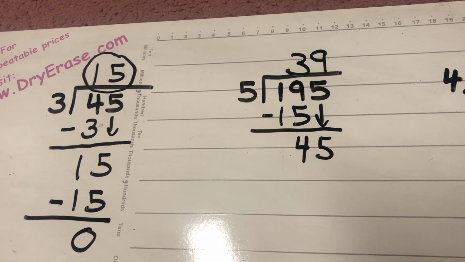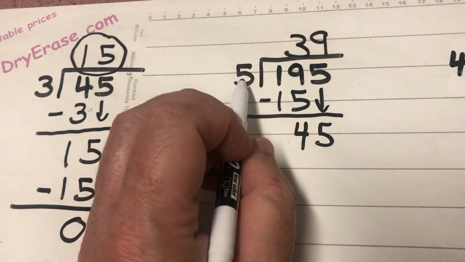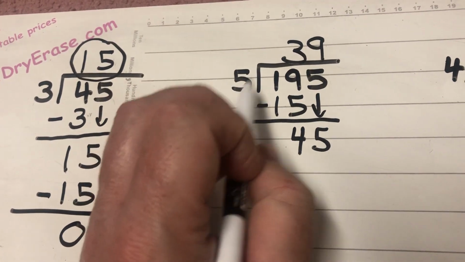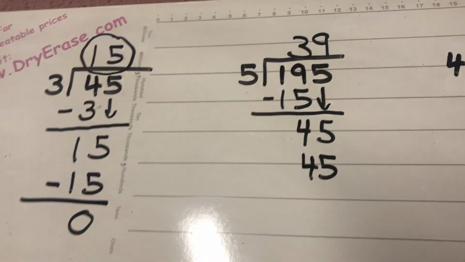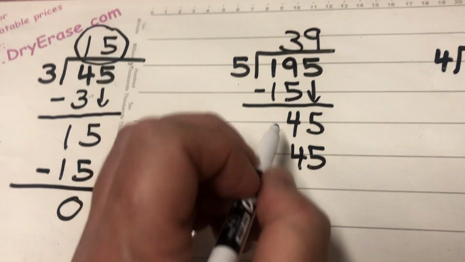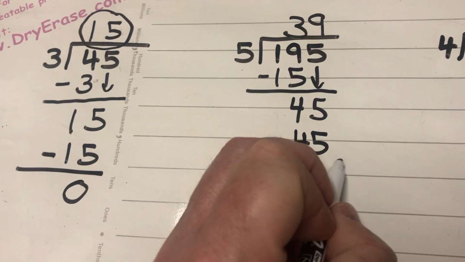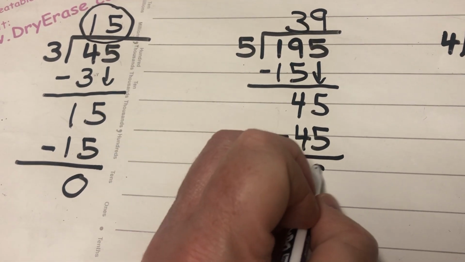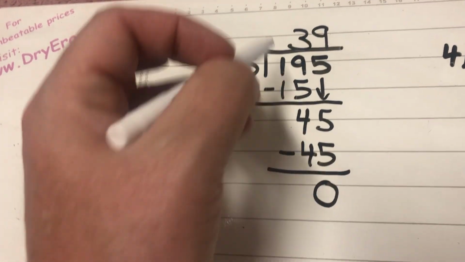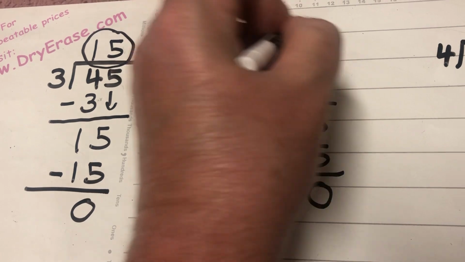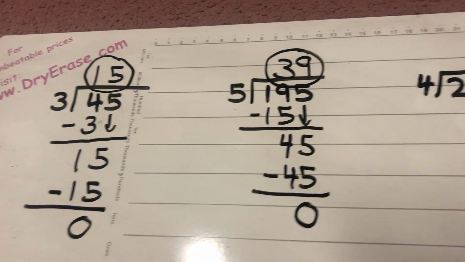And after I divide, I multiply. 5 times 9 is 45. After I multiply, I subtract. 45 minus 45 is 0. I have no numbers left to bring down. My final answer is 39.